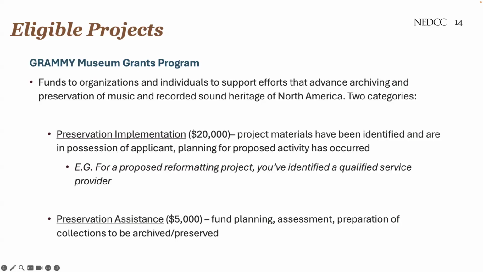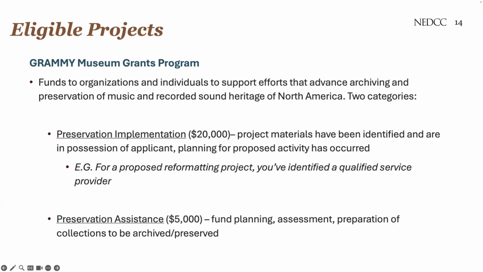I'm sorry. Organizations with an annual budget under $1 million can apply to either the implementation or assistance. Organizations with an annual budget over $1 million can only apply for implementation. And if planning is needed, they must incorporate planning into their request. So if you've already identified a project, you've identified a service provider, an implementation project is appropriate. If you're still working on those steps, getting a handle on your collection, reaching out to vendors, assessing materials, then the assistance grant would be appropriate.